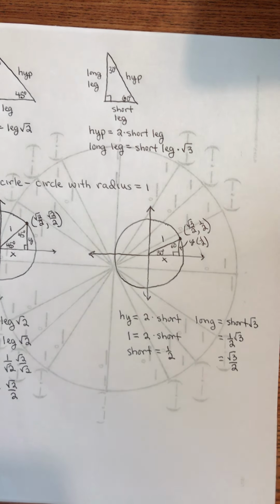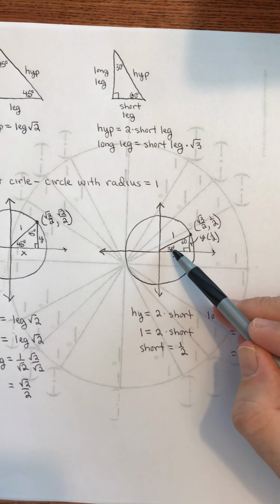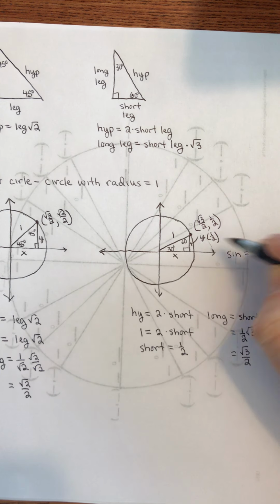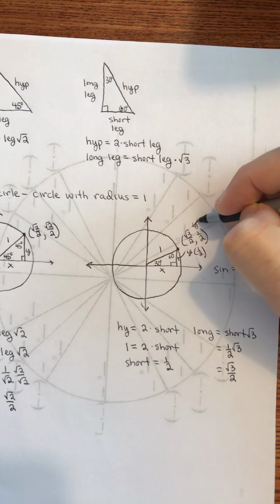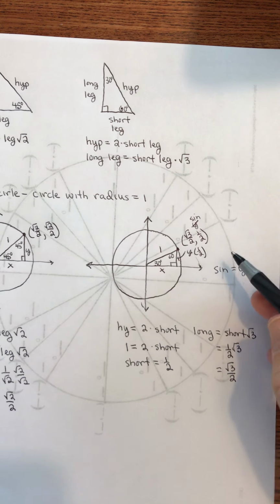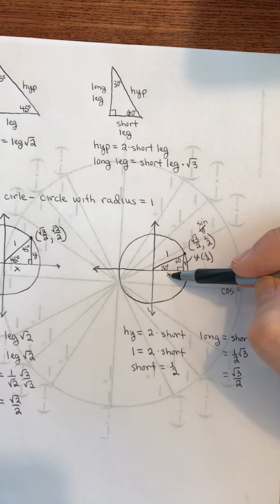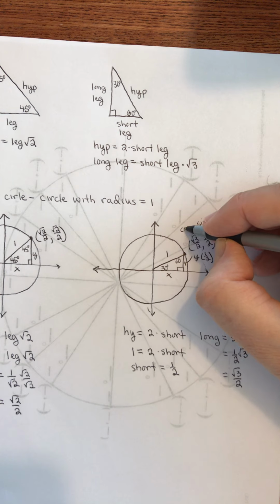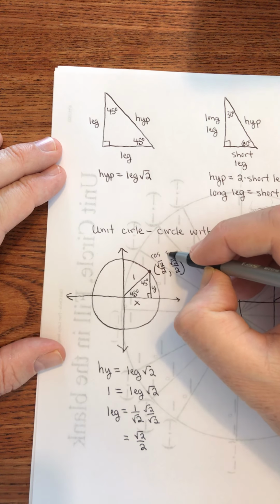Right, but here's another thing that we learned, that the sine is opposite over hypotenuse. Well, if that's true, the sine is going to equal the y over 1, which is just y. So the y value on these ordered pairs is your sine. And your cosine is adjacent over hypotenuse. The adjacent side is the x over 1, so the cosine would be the x. So the cosine is the x, and the sine is the y, and that's true over here too, cosine, sine.